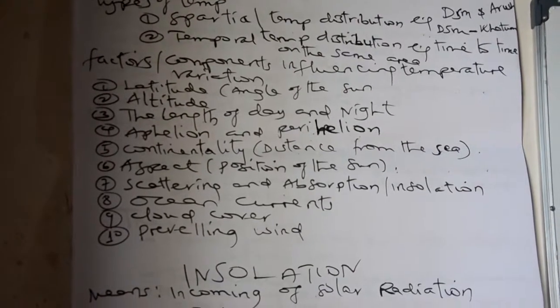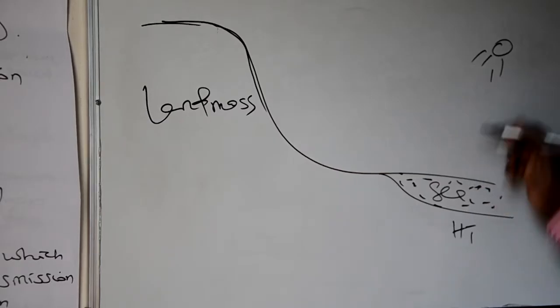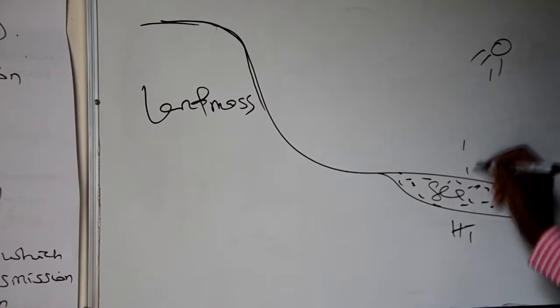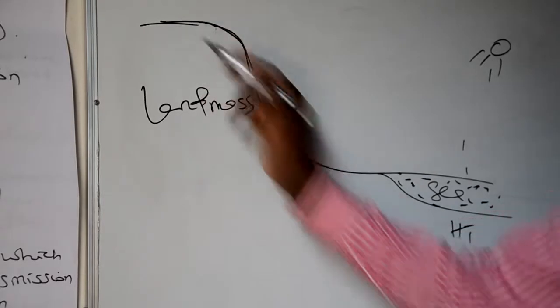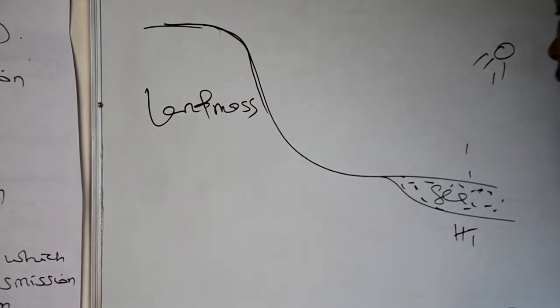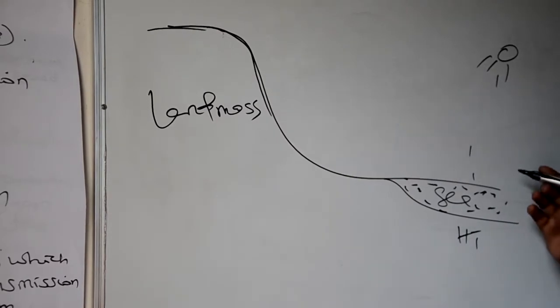The area nearby the sea experiences high temperature because of sunshine or radiation hitting the water bodies. Wherever the water bodies absorb some radiation, they will experience higher temperature than the area which is very far away from the sea.